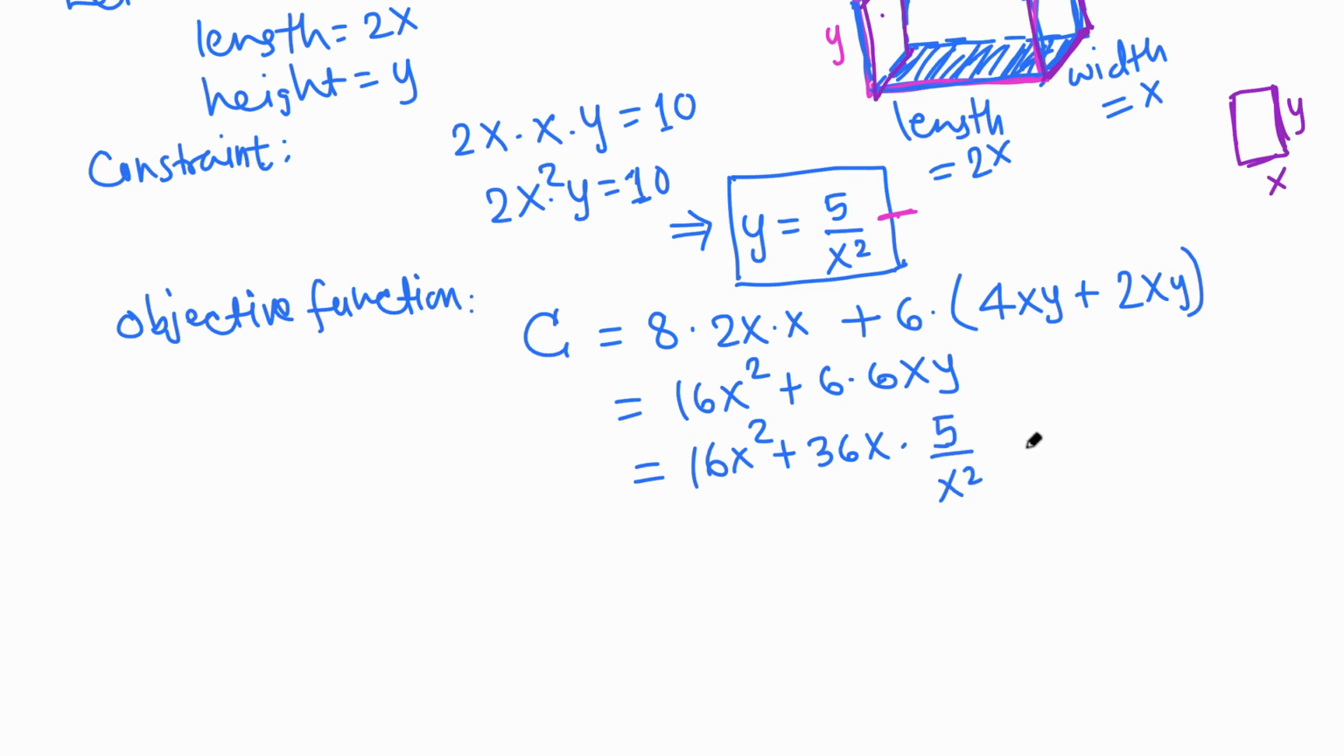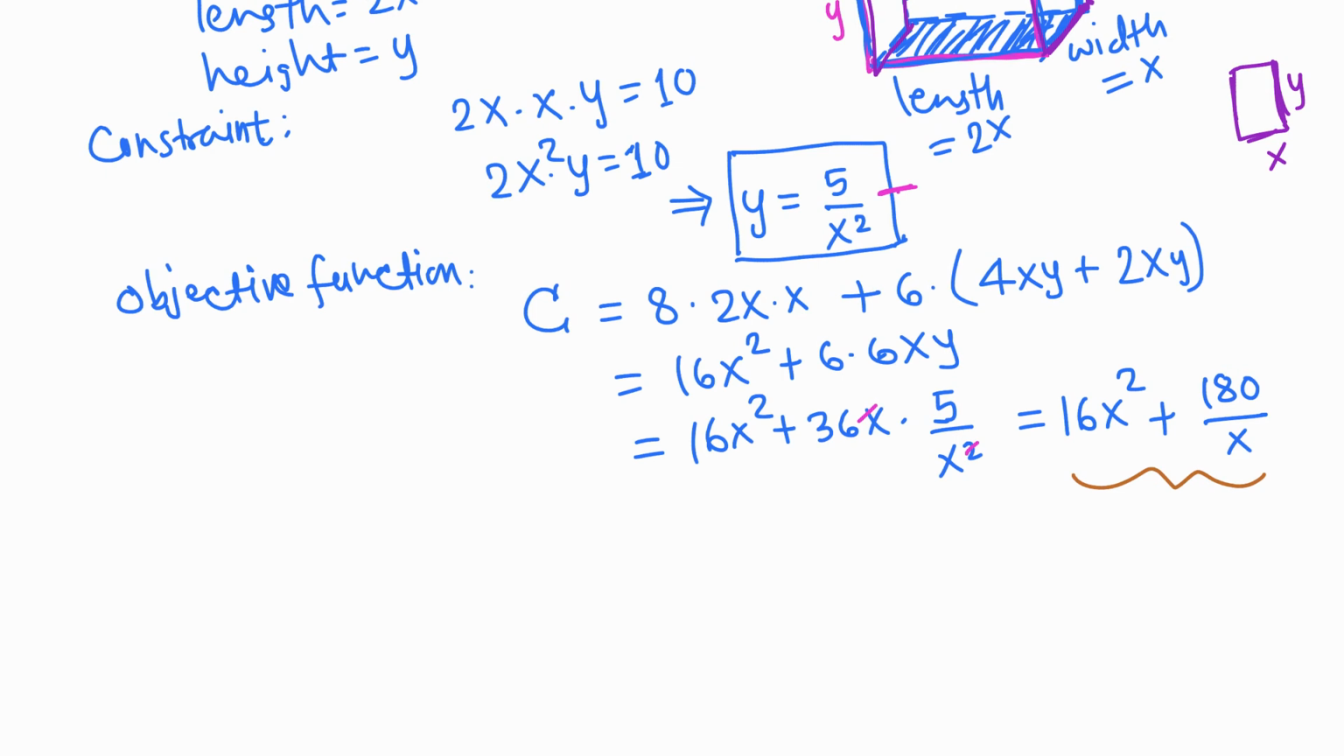And we can simplify further. 16x squared plus, we can cancel one copy of x from top and bottom. That gives 36 times 5, 180 over x. Okay, now this is our objective function in terms of only one variable, and we want to minimize the cost, which means minimize this function.